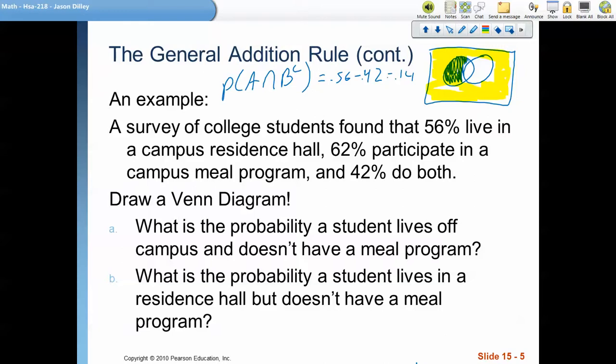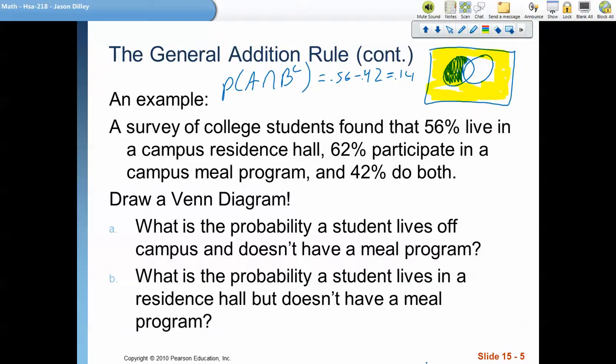Would we only use that if we didn't have 0.42? Yeah, but then you'd have to find these other things. Like P of A we have, 0.56. P of B complement we don't have, but we can find. What's P of B complement? 0.38. Yep, 1 minus 0.62. This is the one that's going to be hard to find: P of A or B complement.